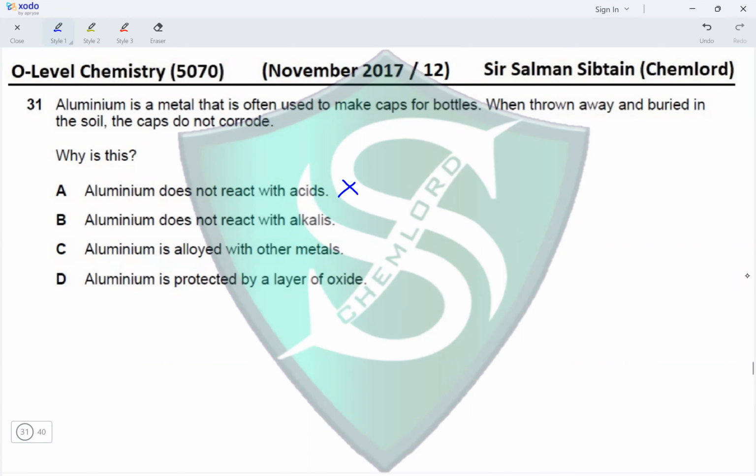Aluminum does not react with alkalis. Aluminum also reacts with alkalis. Aluminum is alloyed with other metals. Aluminum is being used by itself without it being alloyed with any other metal. Aluminum is protected by a layer of oxide. Yes, aluminum is protected by a layer of Al2O3 coating it, preventing it from corrosion. Therefore, the correct option for this question is option D.